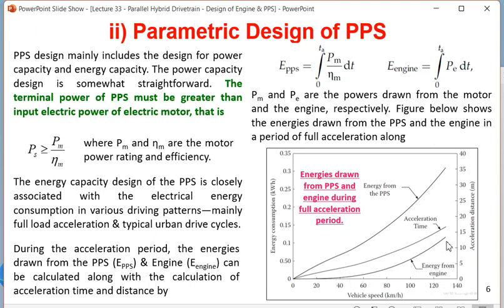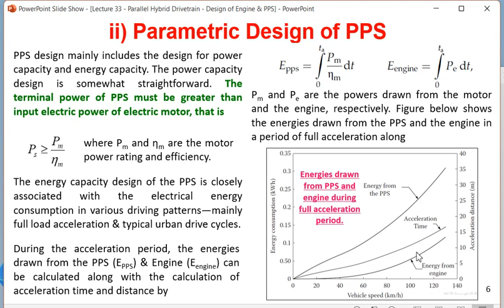You are finding that this graph is the graph below. So there are three graphs. The middle graph is actually acceleration time. Acceleration time is defined as the time taken by the vehicle to accelerate from 0 km/h to 100 km/h. Whatever is the time taken is called the acceleration time, TA. Smaller the value of TA, better the pickup.